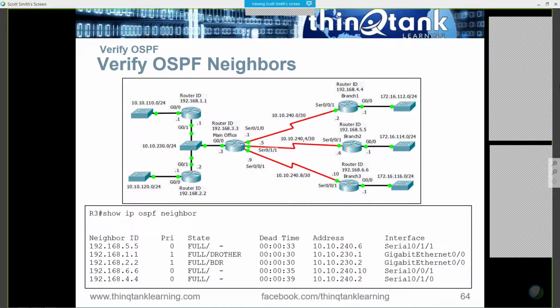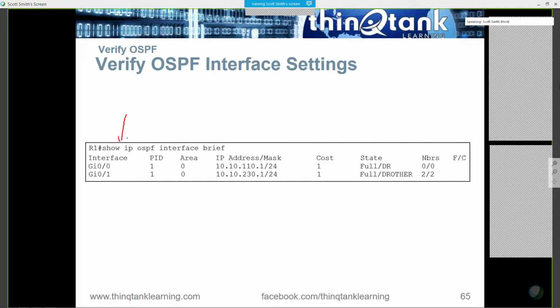Okay. This command does not work in Packet Tracer, but it's a very useful command in the real world. Show IP OSPF interface brief. The nice thing about this is it just lists all the interfaces on your router that are running OSPF. Tells you what the cost of the interfaces are, how many neighbors exist on that interface, if they're full adjacencies or if they're partial adjacencies, what the address and mask on the interface is, what area it's in, what OSPF process ID it's running in. Very useful command for some basic troubleshooting of OSPF. Unfortunately, it doesn't work in Packet Tracer, but there you go.